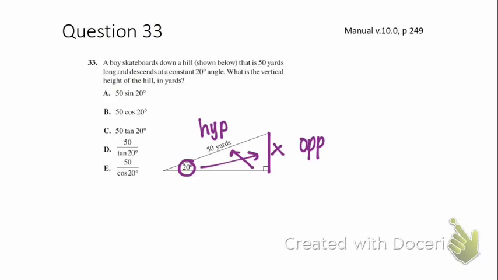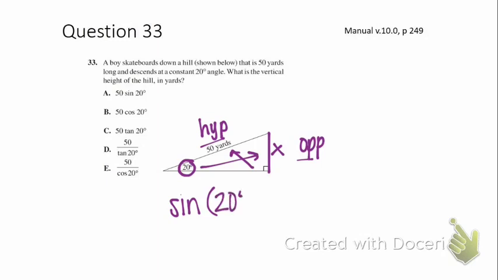This also helps me because, based on these two sides, I need to figure out which trig function I want to use, sine, cosine, or tangent. I know that sine uses opposite and hypotenuse. So when I set up my equation, I have to use sine. When you're setting up an equation, it's always your trig function of your angle.